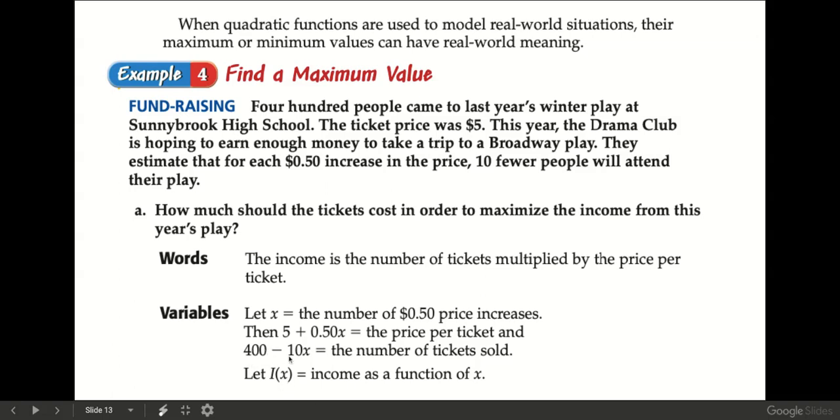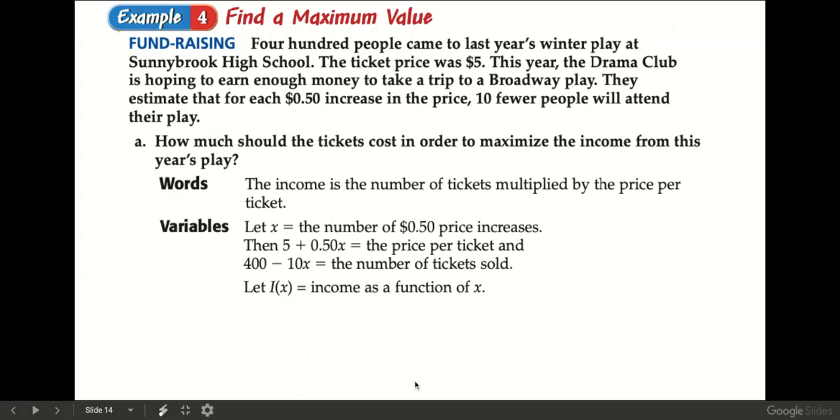Then we have 400 minus 10x equals the number of tickets sold, because we know that 400 people came to last year's play, right? And we said that it's going to decrease by 10 people for every 50 cents it goes up, times the number of tickets, right? So we're going to let I of x equal the income function.